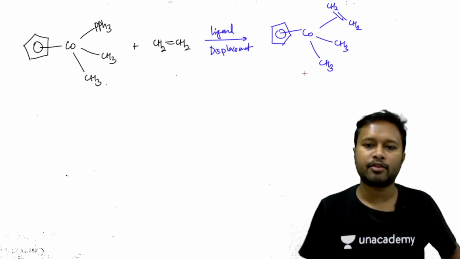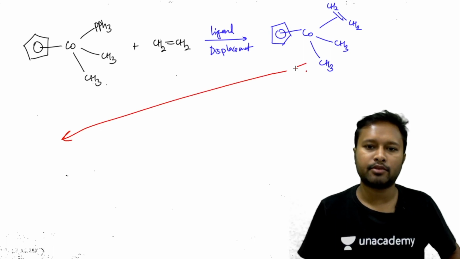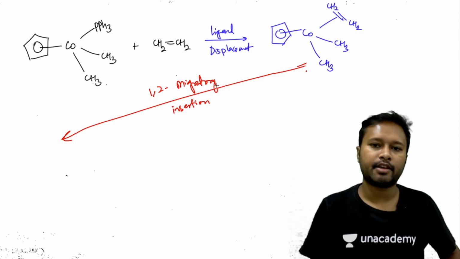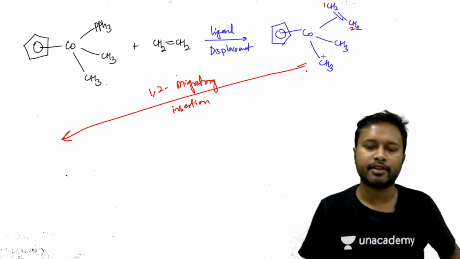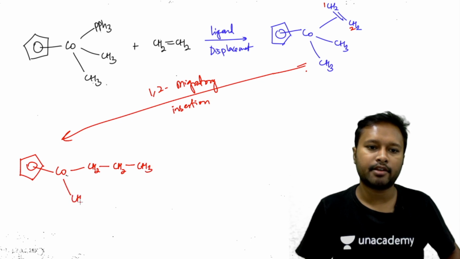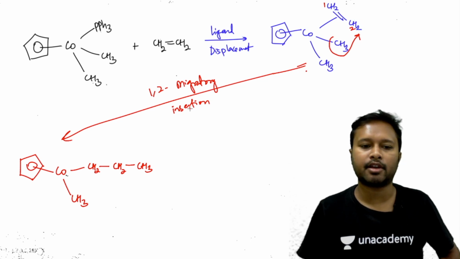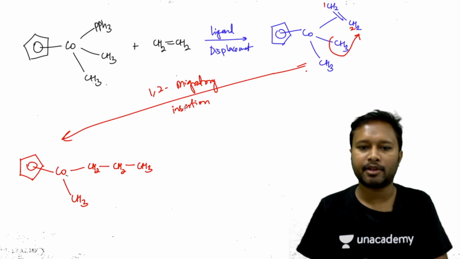In the next step, what is going to happen is called migratory insertion. The kind of migratory insertion we are going to see is called 1,2 migratory insertion. So let's see what is going to happen. This is called carbon 1, this is called carbon 2. Migratory insertion of this methyl group will take place, and basically you are going to get something like this: CO, and with that you will have CH2, CH2, and with this you will have CH3 attached, and here this CH3. So this methyl group has migrated onto this particular carbon. That has happened in this step.